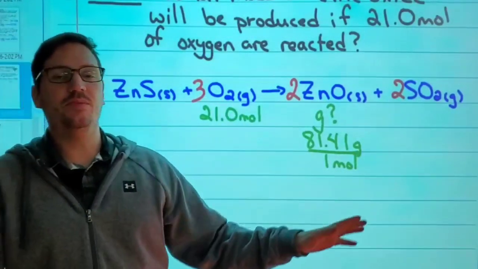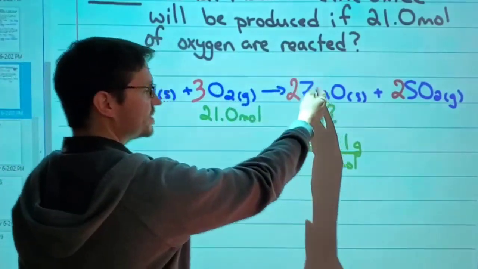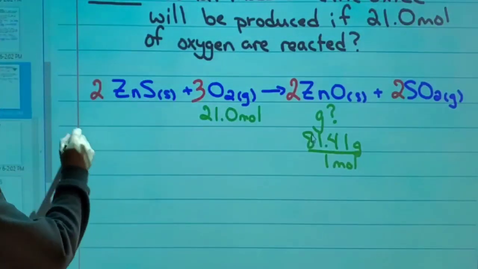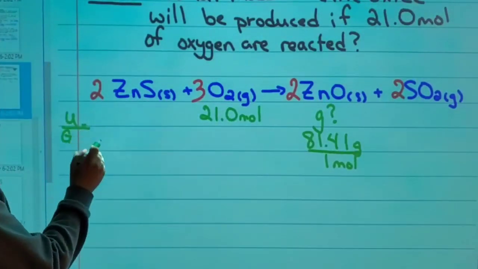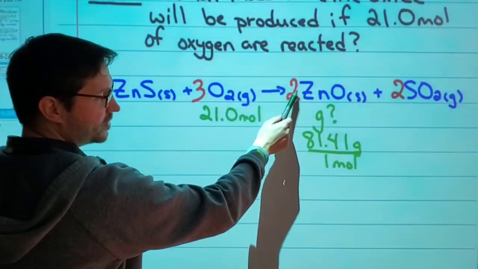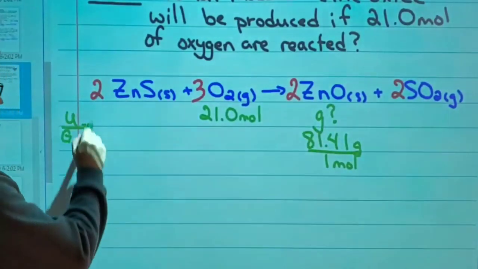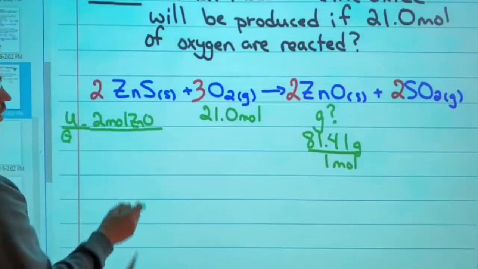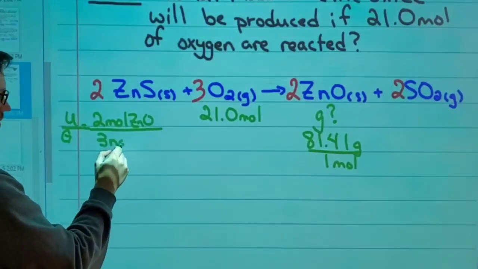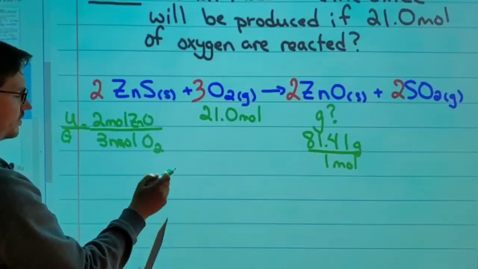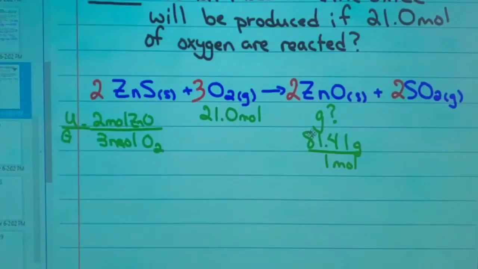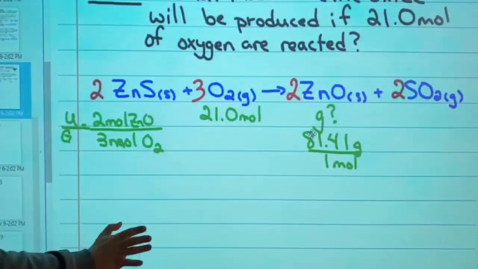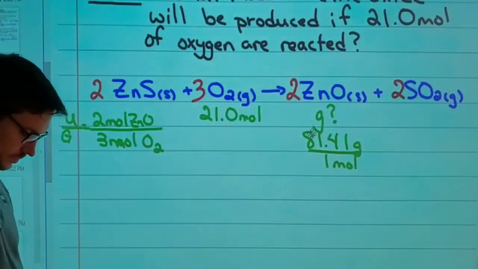Now the only other piece of information, the way we convert from one substance to another is using the molar ratio. So the unknown over the given, in this case, is the coefficient of the thing with the question mark, the thing we're looking for. 2 moles of zinc oxide over 3 moles of oxygen. Now I can take all of the information that I need and do some unit analysis on it.